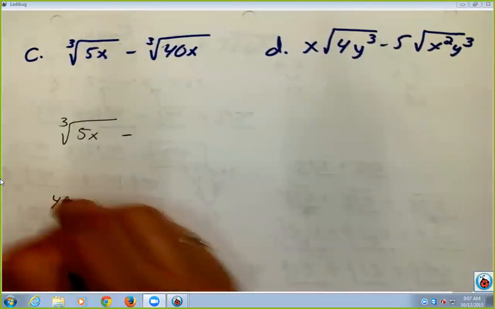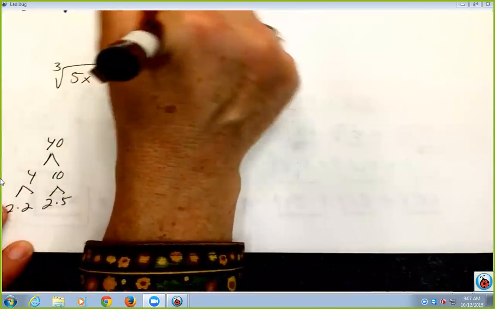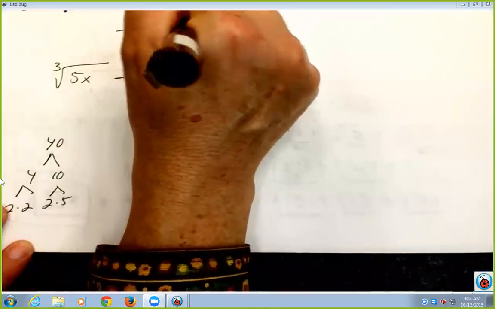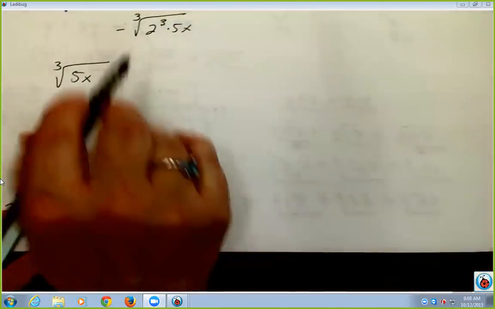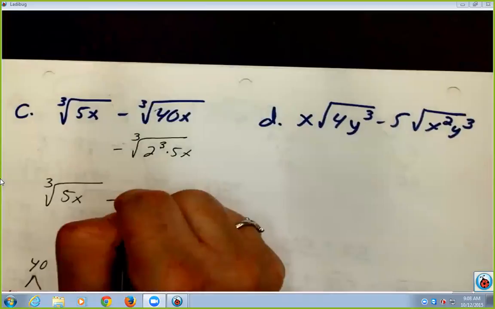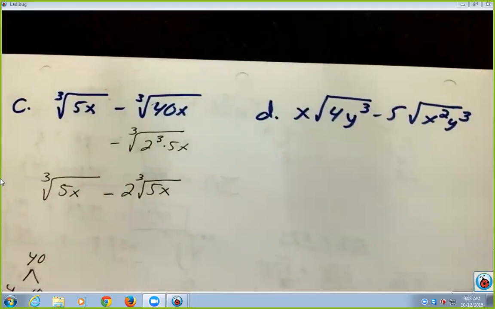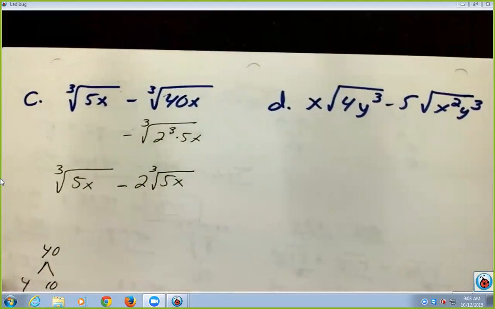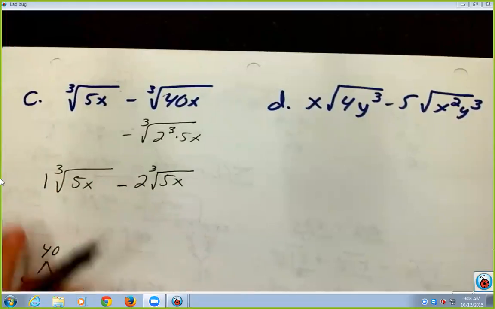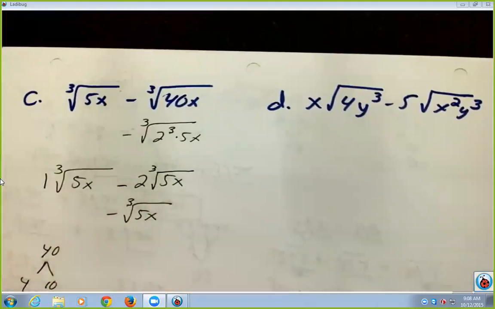So we're going to take 40 over here, break it down to 4 times 10. 10 breaks down to 2 times 5, and 4 breaks down to 2 times 2. So I get 1, 2, 3 2's times 5 and an x. So what can I pull out? Well, I can pull out a 2 out of here, and under that cube root leaves me 5x. So then my numerical coefficient out in front is 1 here. 1 minus 2 is a minus the cube root of 5x.